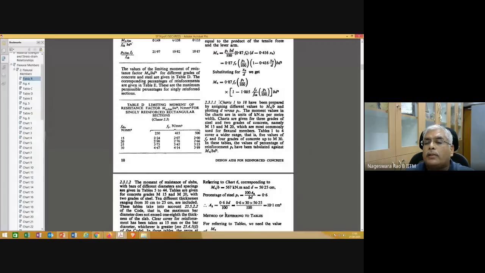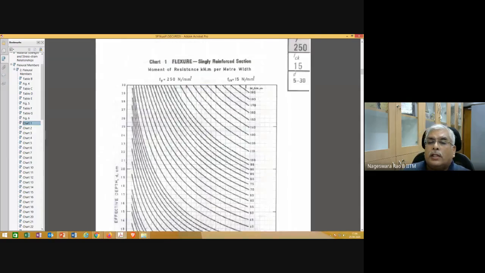So charts 1 to 18 have been prepared by assigning different values to Mu divided by B, instead of Mu divided by BD square, that is, moment carrying capacity per unit width, and plotting D versus PT. So let's see how to make use of this chart. For a singly reinforced section, please note that this is useful both for slabs as well as beams.